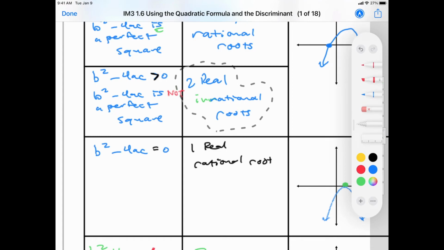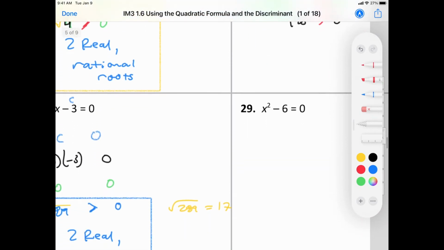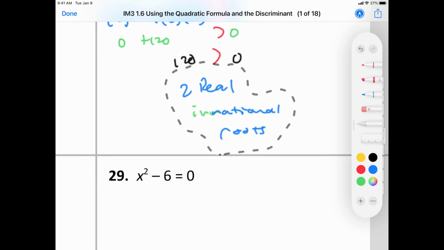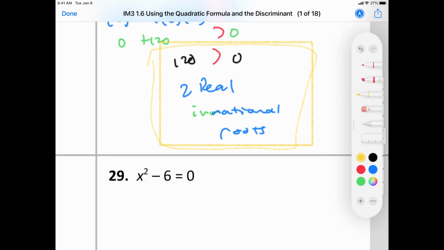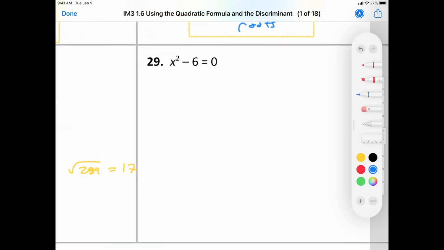Which means when you use the quadratic formula, your answers will be like 1.7 or something like that. 7.3, and decimals keep repeating. Paste. There it is. So discriminant is 120, and you have 2 real irrational roots. It'll cross the x-axis, and the numbers will be like decimals.